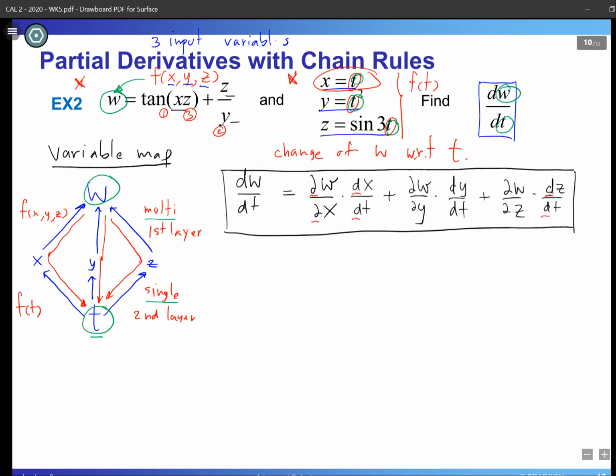Alright, we are going to need to find all these 6 terms. So let's start with the first one. We are going to find dW with respect to X. So we are going to need to differentiate W with respect to X.